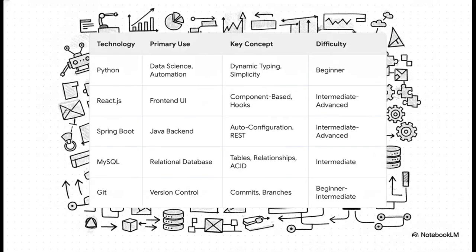So, let's put it all together. Here's a quick cheat sheet. You've got your beginner-friendly stuff like Python and Git, which are just fundamental these days. Then you move up to intermediate tools like MySQL for managing all your data. And when you're ready to build really complex, large-scale applications, you've got the more advanced frameworks like React for the front end and Spring Boot for the back end. It's a whole spectrum of tools for every part of the job.